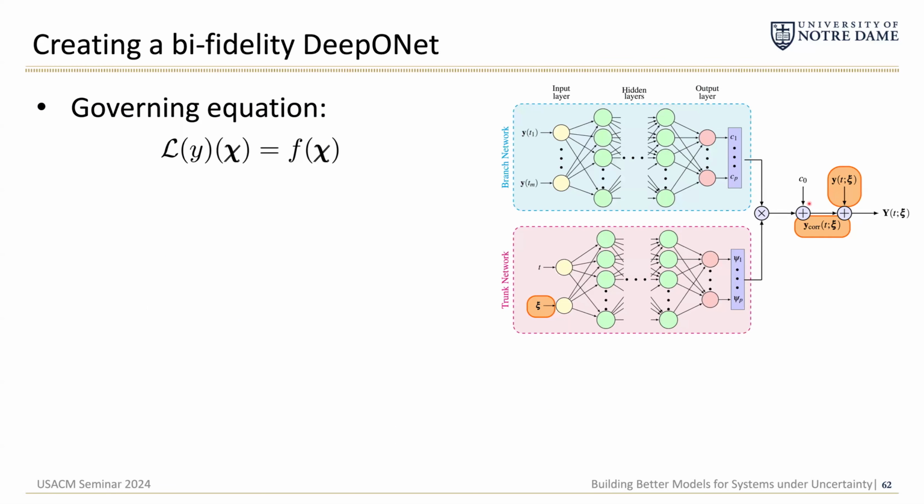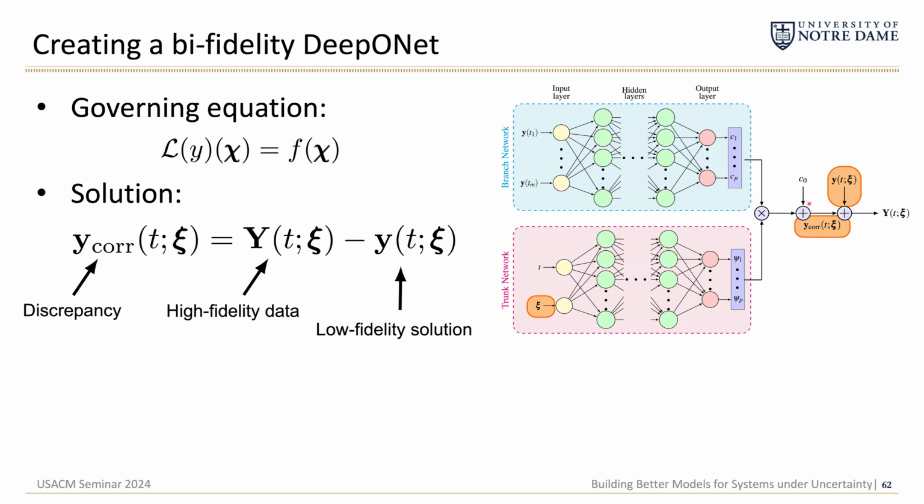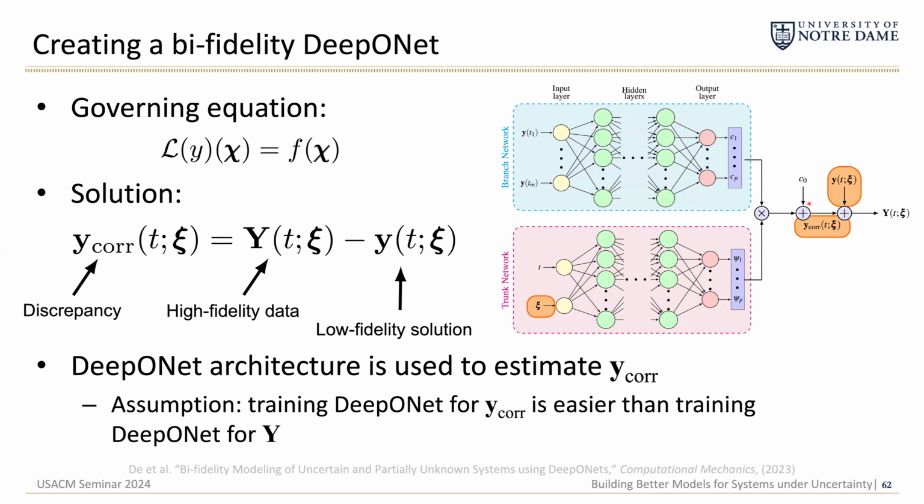And so we can consider something like a bi-fidelity deep operator network, or DeepONet, where now with our governing equation, what we're really trying to model is our solution becoming the discrepancy between our high fidelity data and our low fidelity model or approximation. And so the idea here is that our DeepONet architecture is going to be used to estimate this correction term, because we're going to assume it's easier to actually learn that than to learn a full high fidelity expression. And note that we can now also do this over uncertainty, because our mesh, whether it's a spatial or temporal variable, can also include uncertainty as one of the variables in our mesh as well.